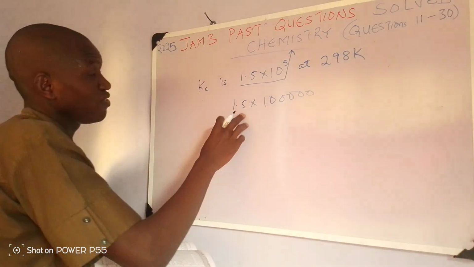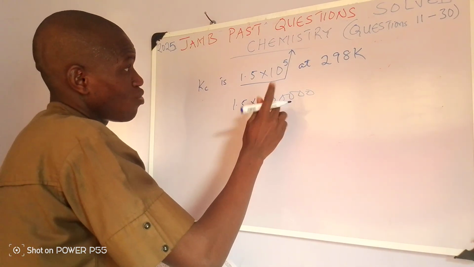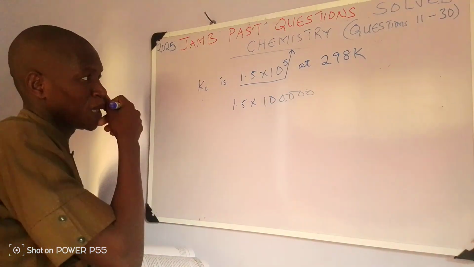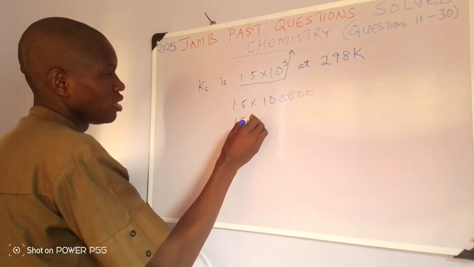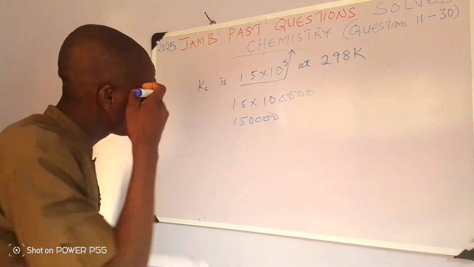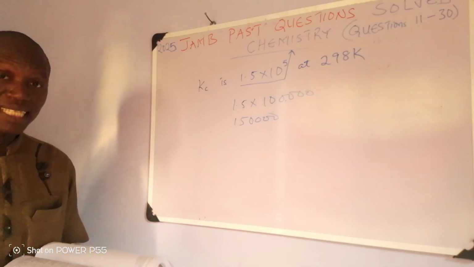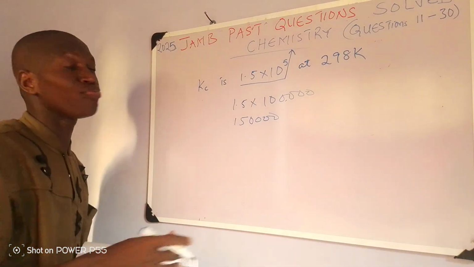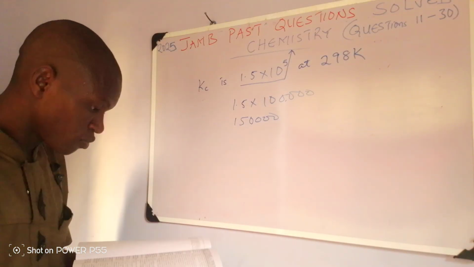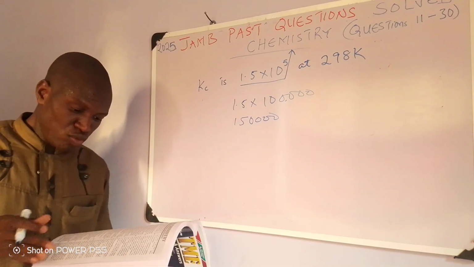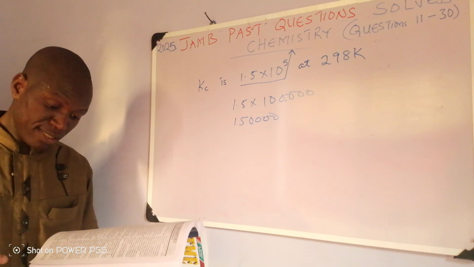So if you say 1.5 times 100,000, only 1 zero will go. So you have 1, 2, 3, 4. This is very high. So anytime you have high Kc like this, products are favored and vice versa. Okay, so let's move to the next question. Question 26, we are almost done.